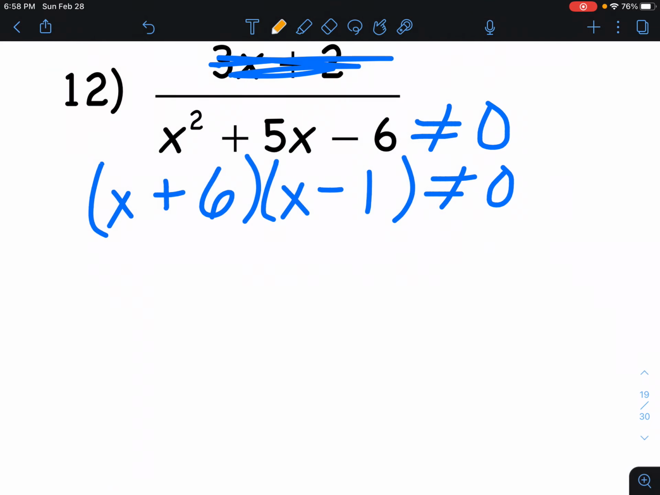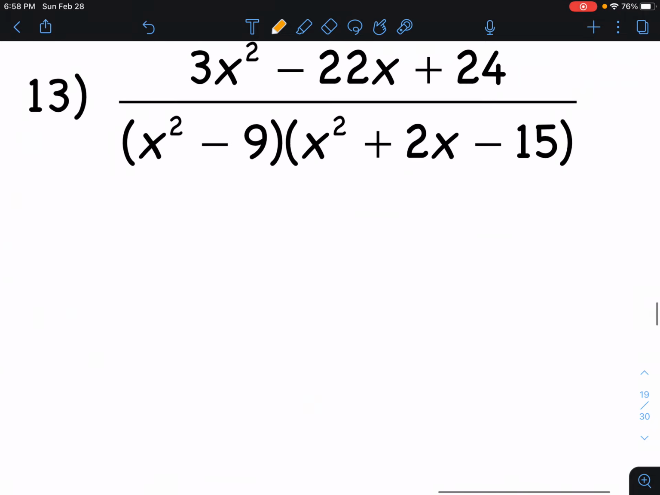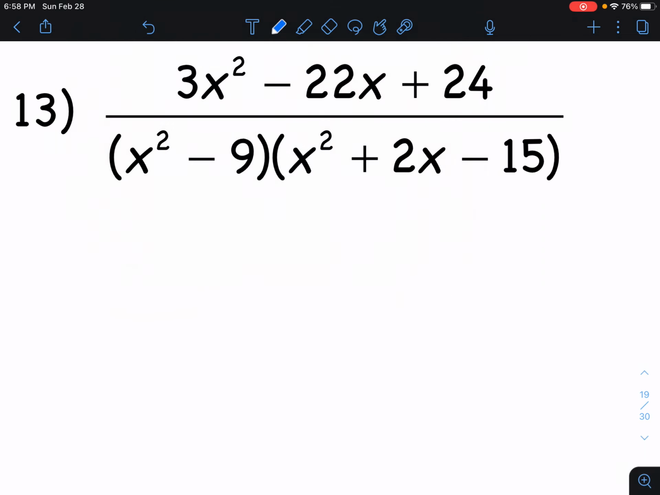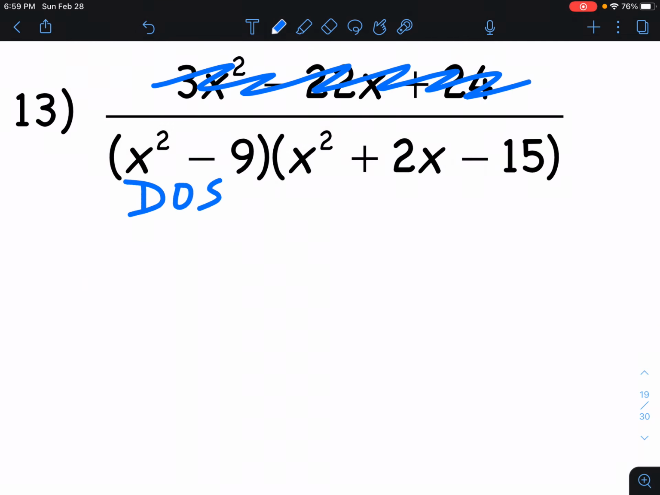So then I can go ahead and I can get my domains. I would take the shortcut and say x cannot be negative 6 nor 1. Remember, you're just using the opposite signs there because they would come out to be 0 if you plugged them in. Okay, number 13. We got a bunch of factoring here. Don't worry about this. Just worry about the bottom. That's a difference of squares. So that'll be, first one's x plus 3, x minus 3.